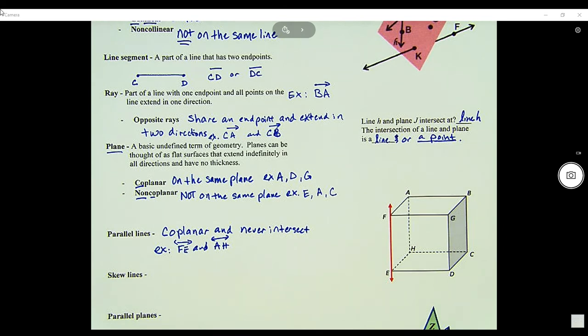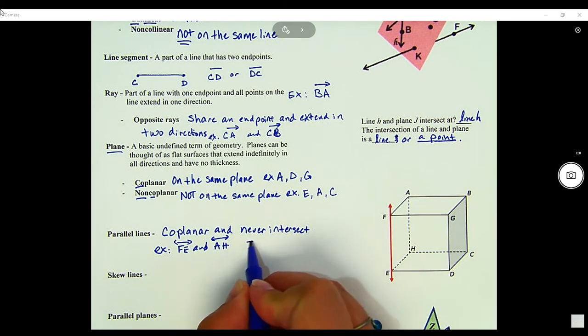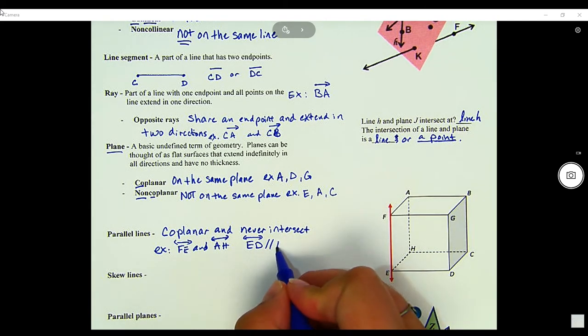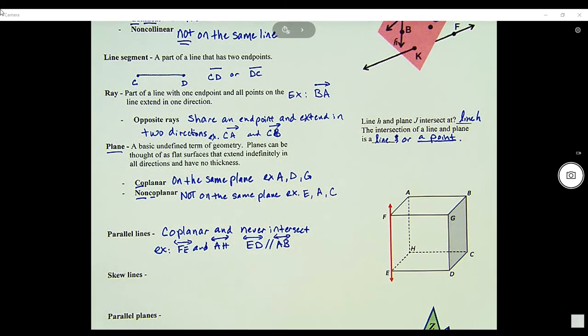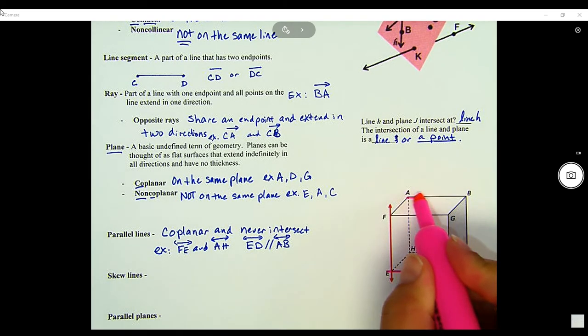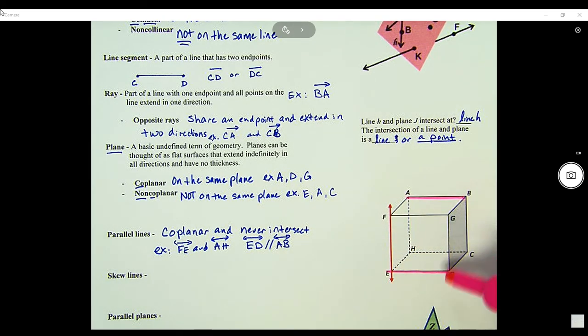So for example, we could say that ED is parallel to AB. Okay, so ED is down here and AB is right there. Now it doesn't look like they're on the same plane, but you could actually draw a plane through there that connects A and E and B and D. And that would be another plane that exists, but we don't necessarily have to draw it when we have a rectangular prism.